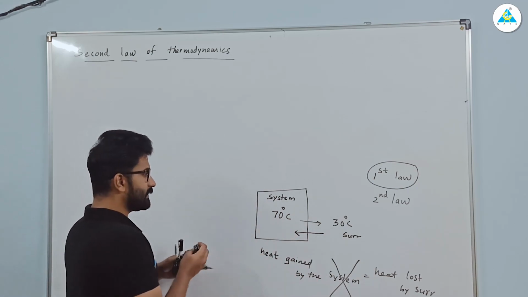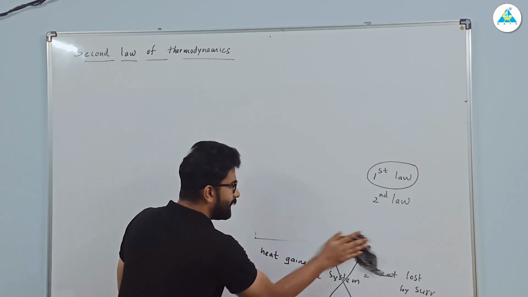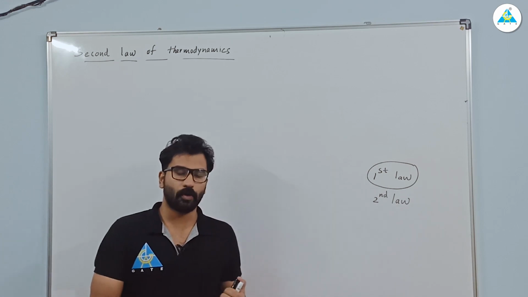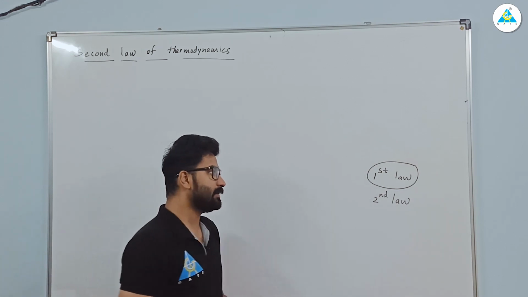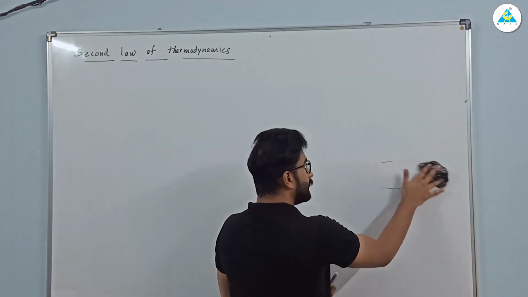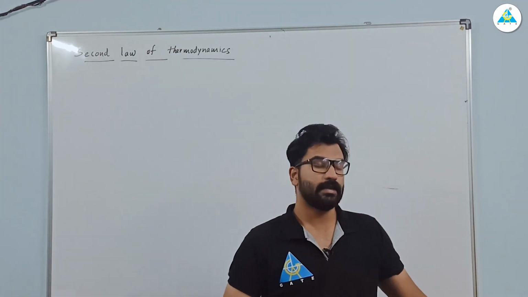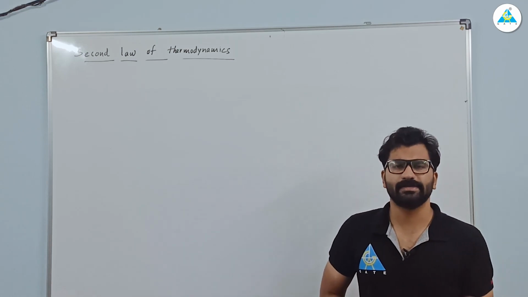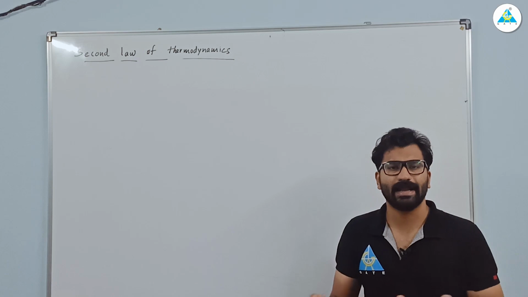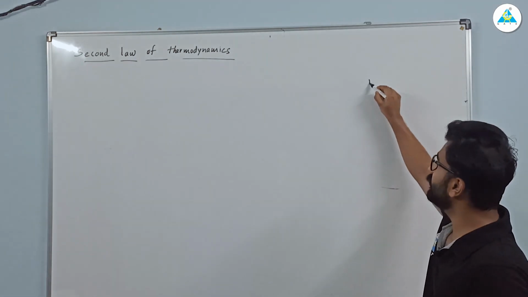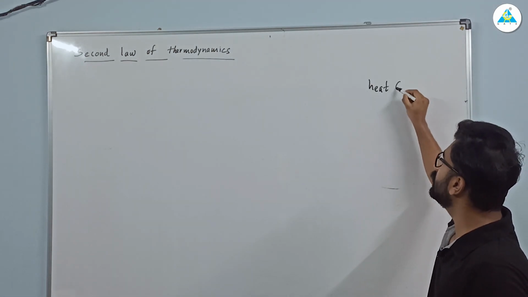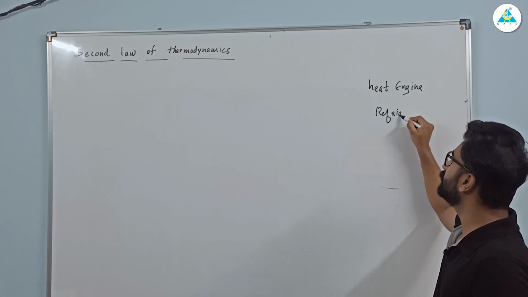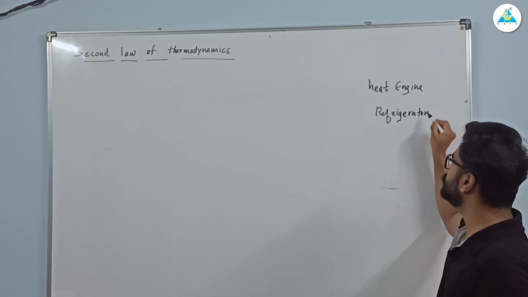So once again, a process will happen only if it satisfies first and second law. Now what is the other requirement of second law? The other major requirement of second law is you need to find the theoretical limits of certain equipment, certain devices, like we have a heat engine, we have a refrigerator, we have a heat pump.